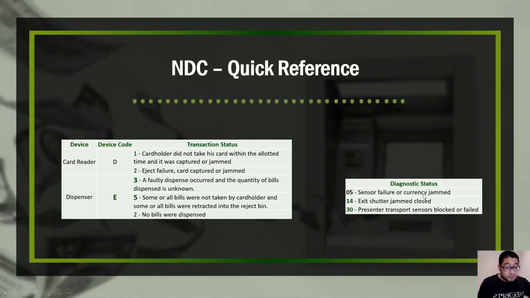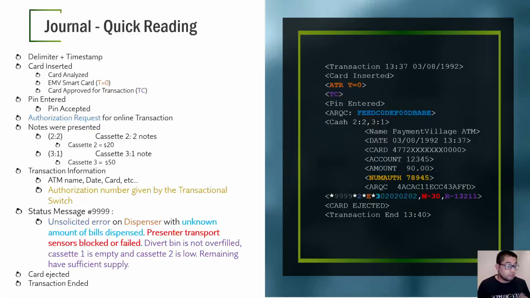If we talk about Diebold 911, 912, we will have to look for other errors. And in the diagnostic status, we have more specific examples. For example, I have dealt with these diagnostic status errors, the 5, 14, and 30, where they state that there is a sensor failure, the currency was jammed, the executor was closed, or that the presenter transport sensors were blocked or failed. So we can look for these E55, E514, E530, and we can look for these transaction reversal fraud indicators.